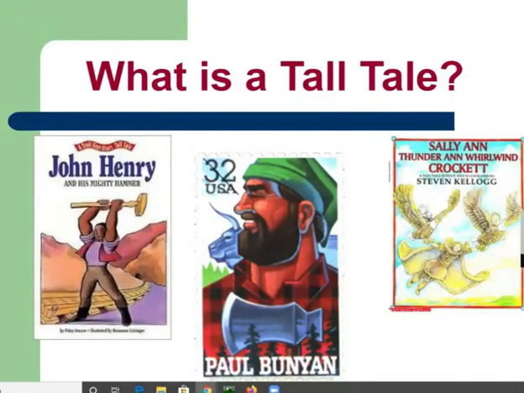Going to talk about what is a tall tale. And you can see there's three examples: John Henry, Paul Bunyan, and Sally Ann Crockett. But there are things that all tall tales have in common.